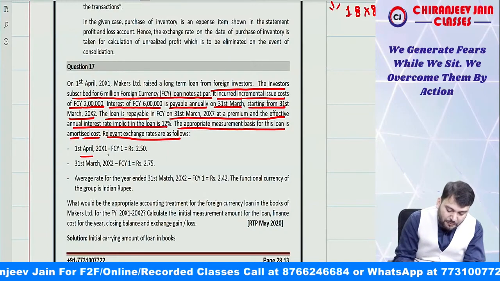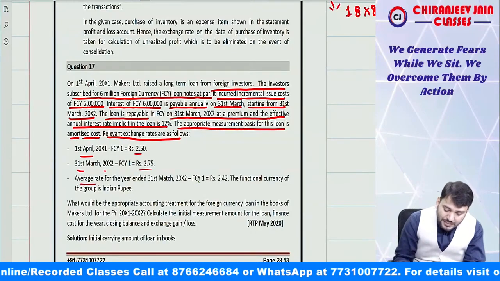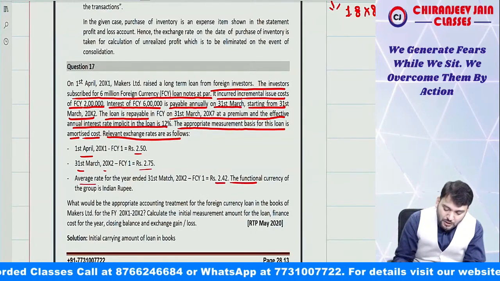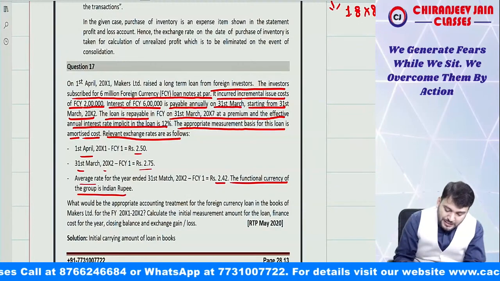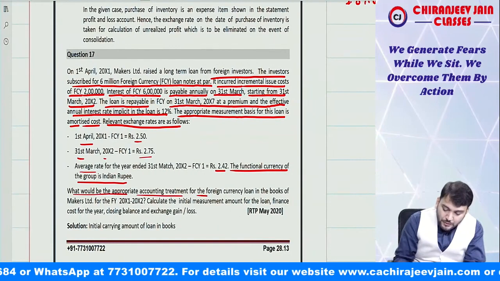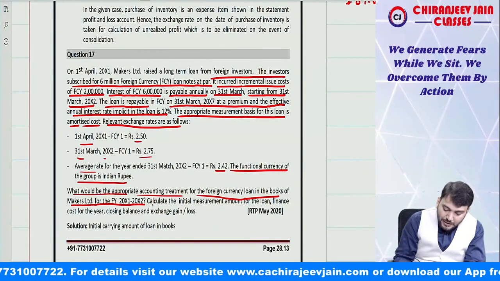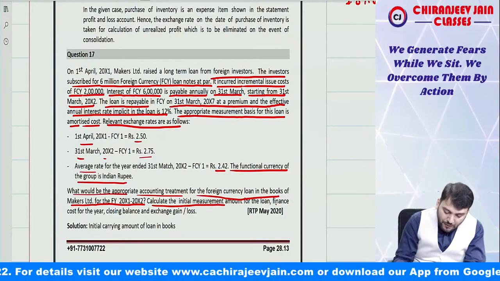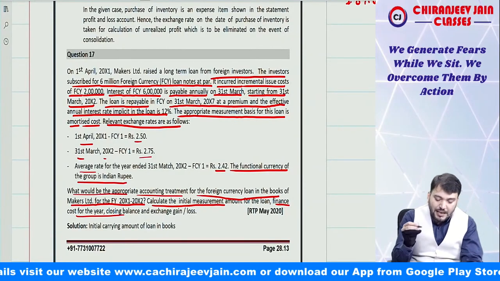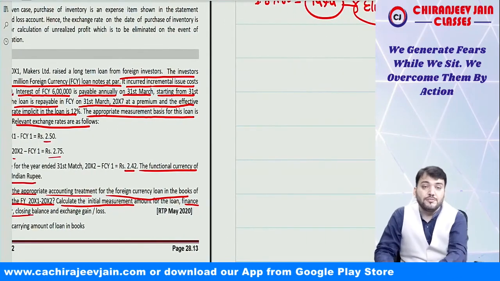Relevant exchange rates are given for 1st April and 31st March. The average rate is 2.42. The functional currency of the group is Indian rupee. What would be the appropriate accounting treatment for the foreign currency loan in the books of Makers Limited for the year? Calculate the initial measurement, finance cost, closing balance and exchange gain or loss. Have you understood the question? Yes, sir.